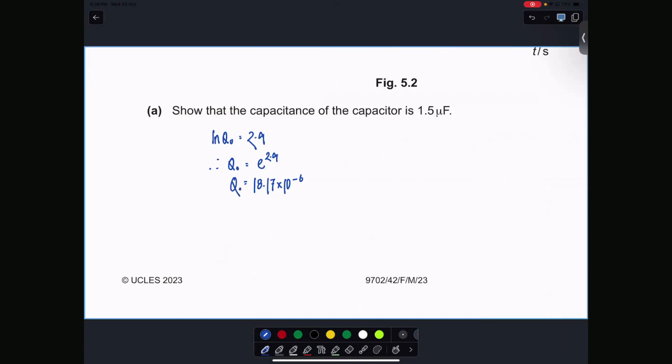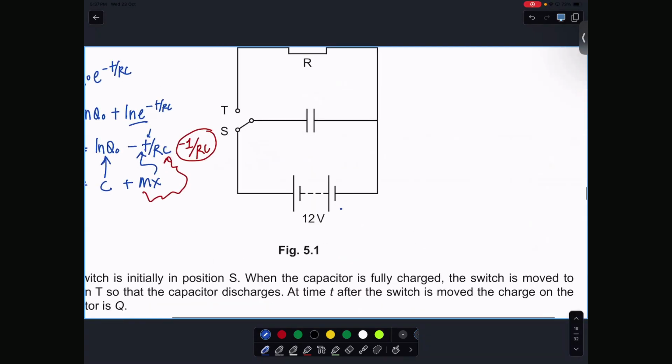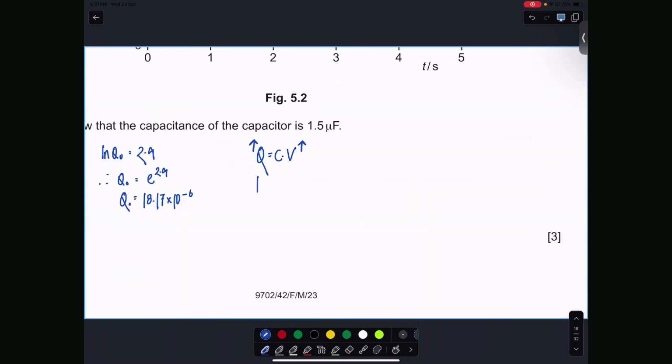Now we know that there's a formula for capacitance. What is that? Q equals CV. If you use the initial charge, you have to use the initial voltage. When the capacitor was fully charged, what was the voltage? 12 volts. So therefore, 18.17 times 10 to the power minus 6 equals C times 12. That will give you a value of C. Can you check what this is?